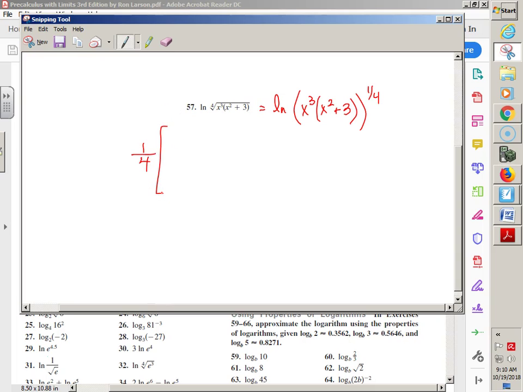So I'm going to have to put a big old bracket and say, okay, I've dealt with the 4th root. Now what's going on inside? Sorry, guys, about the noise. What's going on on the inside?